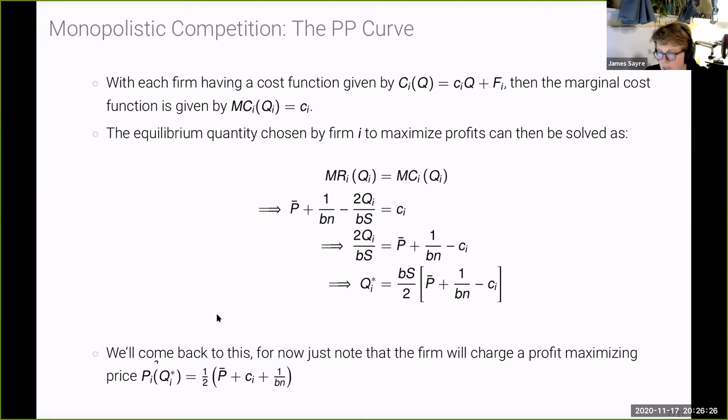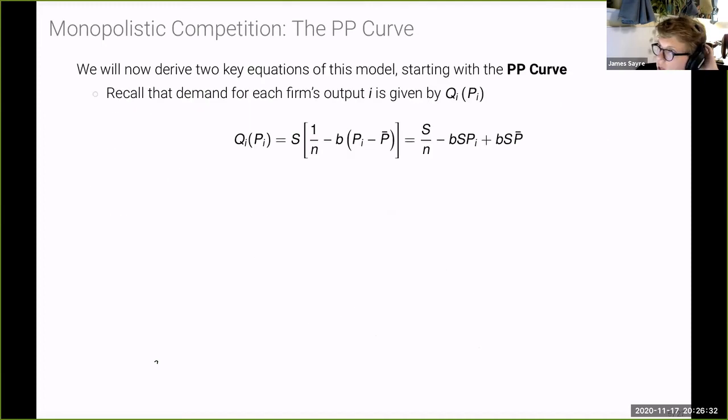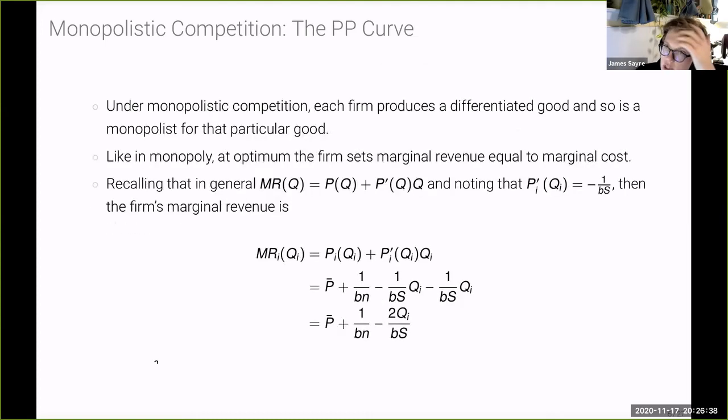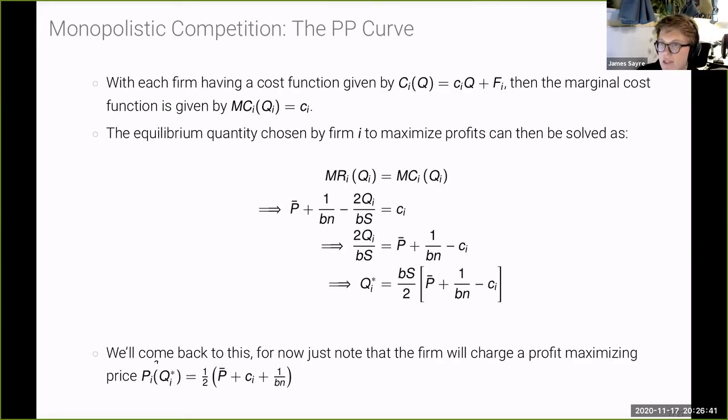So going back to the first slide, we wanted to derive the first equation of this model, and that's the PP curve. The PP curve tells us the price that each firm is going to charge. For now, we can just think of the PP curve as being given by this equation. I'll come back to it and make a few more simplifications and additions, but for now, just think of the PP curve as the price that each firm is going to charge.